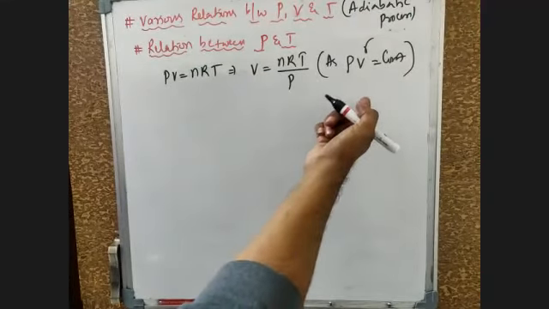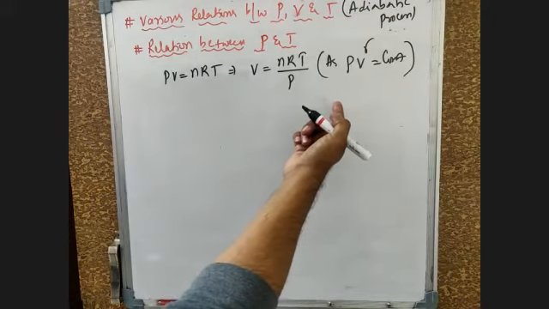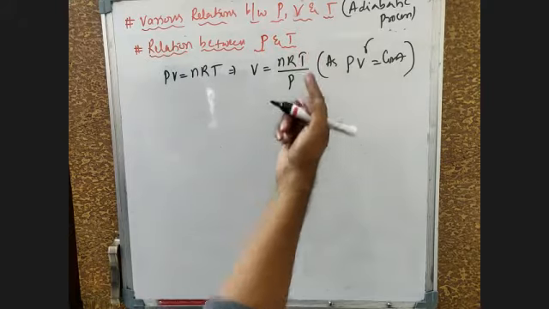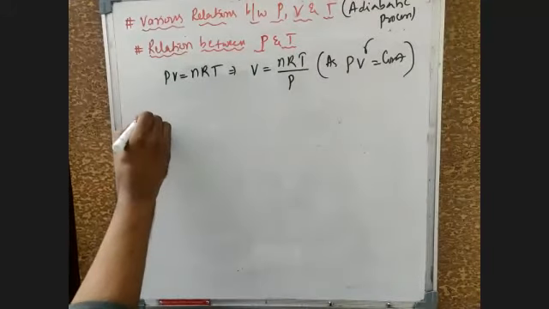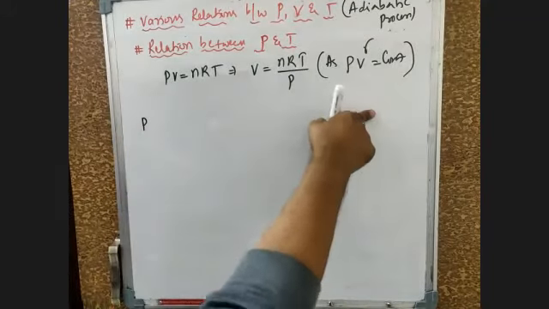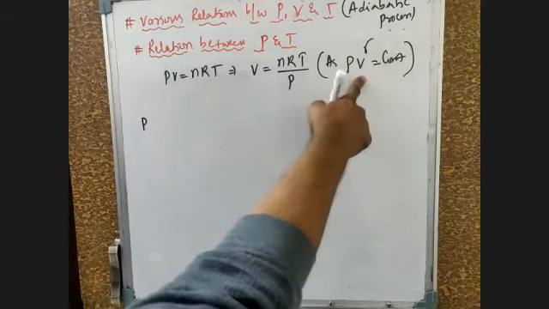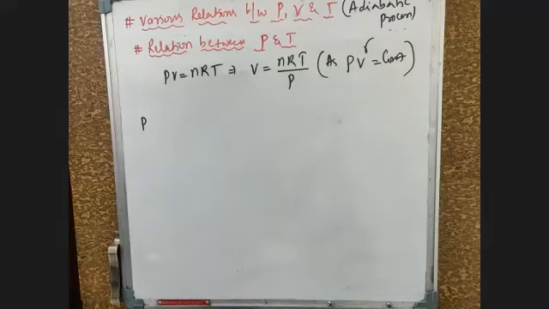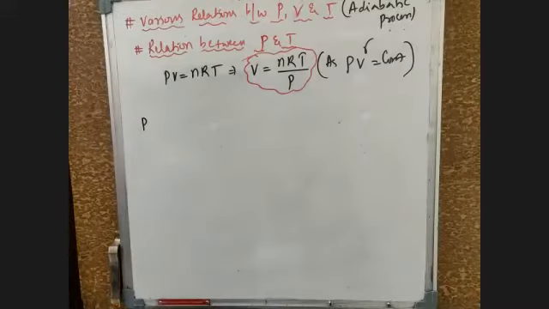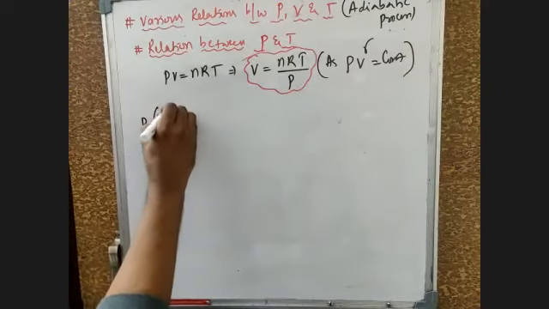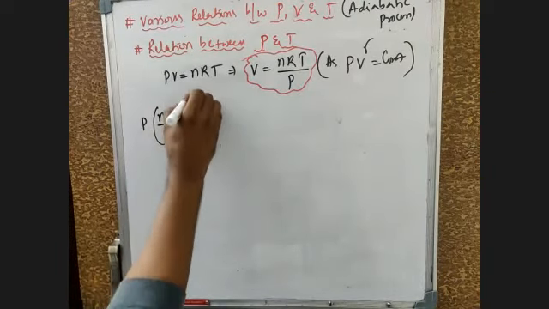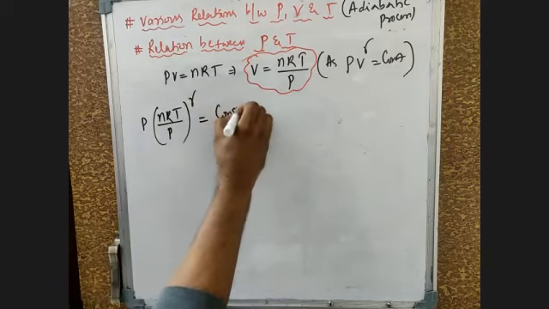So that value I can substitute in the given conditions. So V is equal to nRT divided by P. Or else I can write, in the place of V in P V to the power of gamma equals constant, V value as nRT by P. So this will become P into nR into T divided by P, to the power of gamma, is equal to a constant.